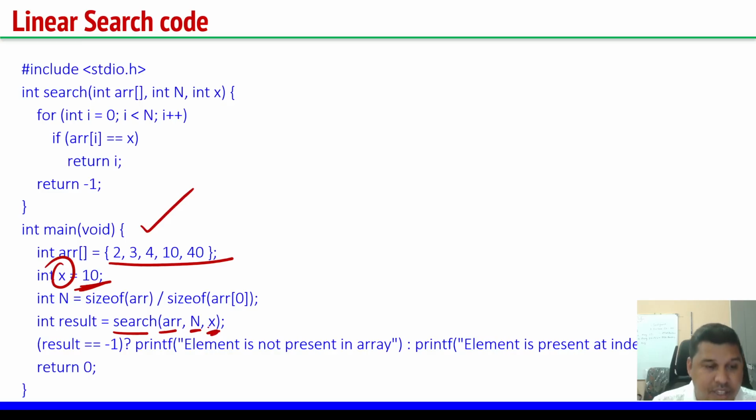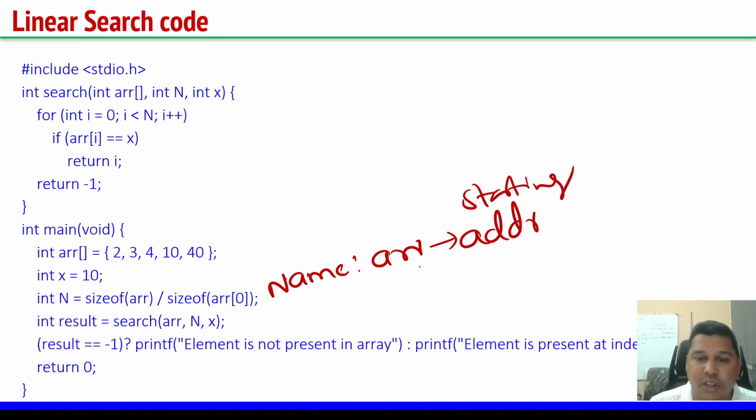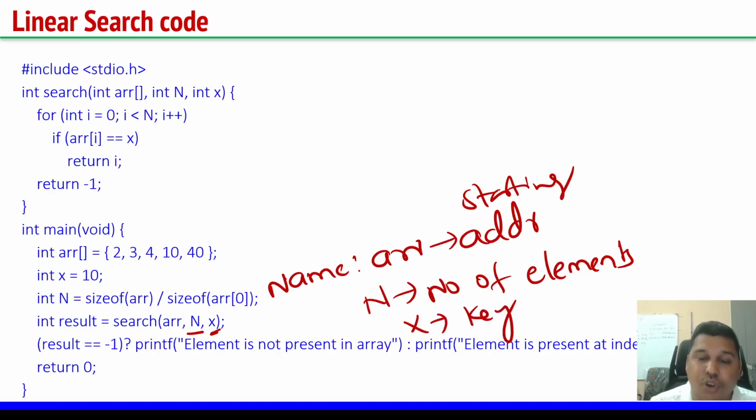I am passing these three arguments: the name of the array, that is arr, which actually means the starting address, then n, the number of elements, and x, the key which I have to find.